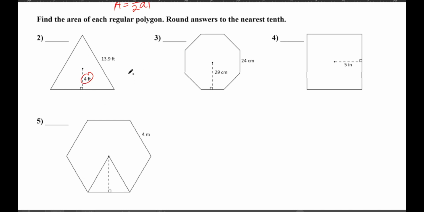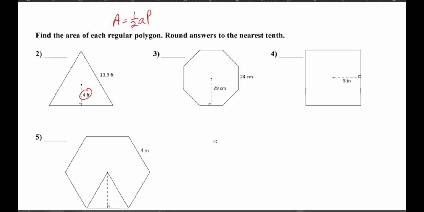So that's basically all you do. But what's the perimeter? They don't give you the perimeter, but how do you find the perimeter of number 2? 13.9 times 30. Yeah, that's it. It's 41.7. Multiply by the apothem, which is 4. Take half of it. So half of 4 is 2. 2 times 41.7 is 83.4. So I wrote the answers down for you. I'll write it down now.